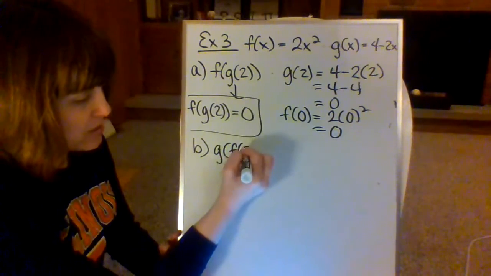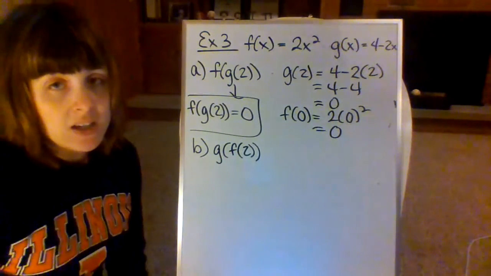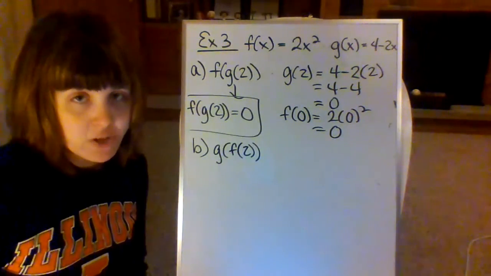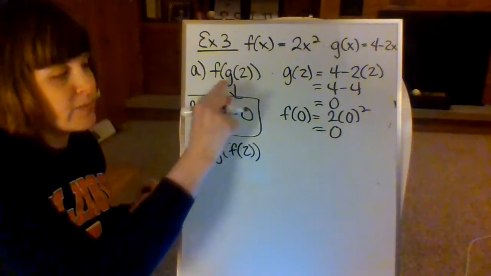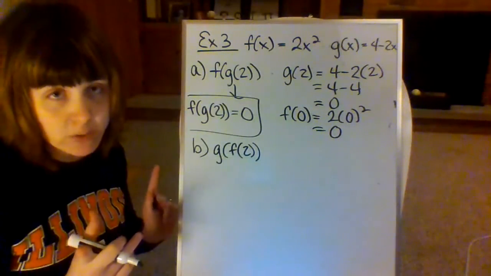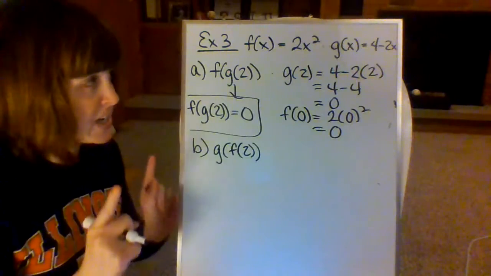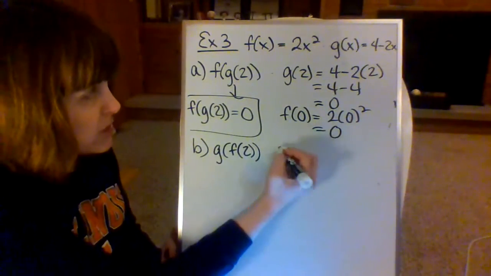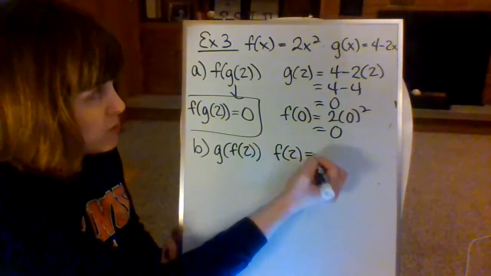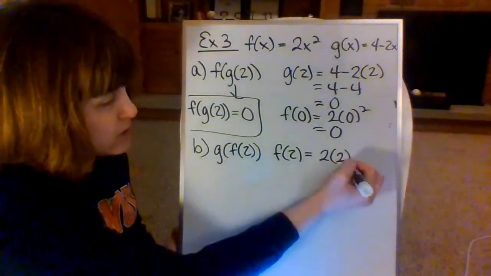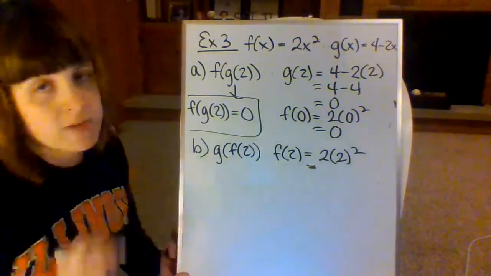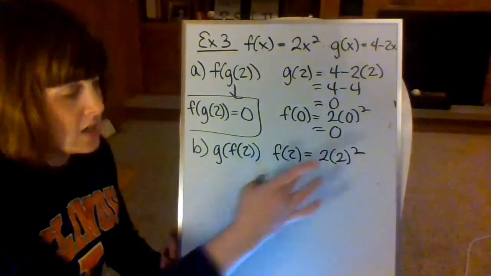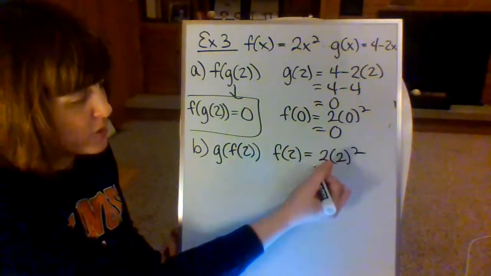Okay, so now we're going to do g of f of 2. So as you can see, the letters have been swapped around. So we're going to start with taking 2 and plugging it into the f function. Okay, so f of 2 equals 2 times 2 squared. So 2 squared is 4. And what is 2 times 4? 8.